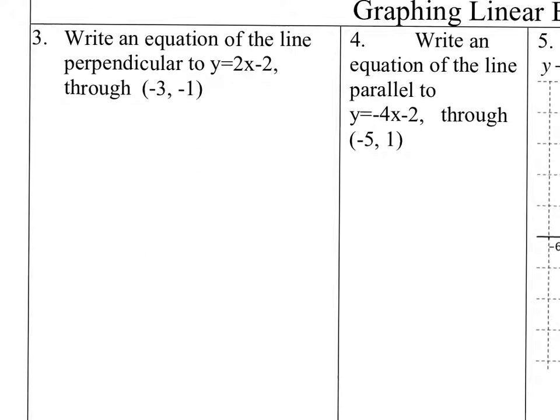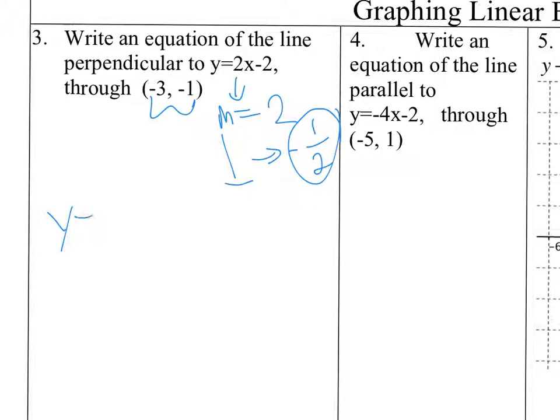Question 3. Write an equation of the line perpendicular to y equals 2x minus 2 through -3, -1. Okay, step 1. I know that the slope of my original line is 2. Perpendicular slope means that we're doing the reciprocal, so 1/2, and making it negative, or you're taking the opposite sign. So that's my slope. Second thing, I need a point. Oh, look, they give me a point. So point slope, we're looking at y equals y1 plus m times x minus x1.